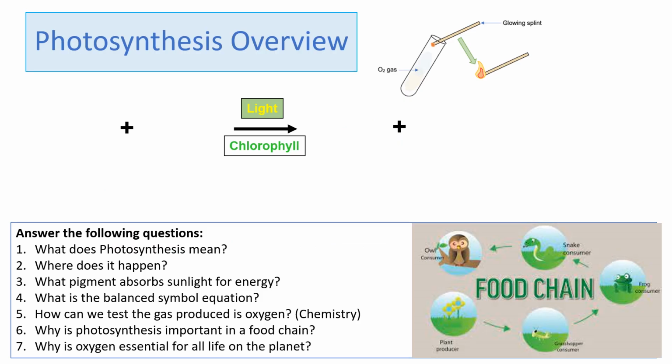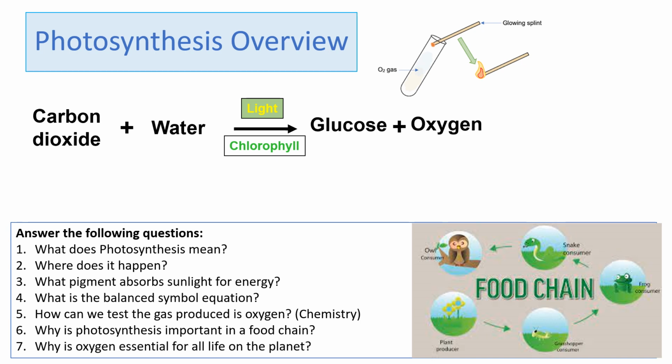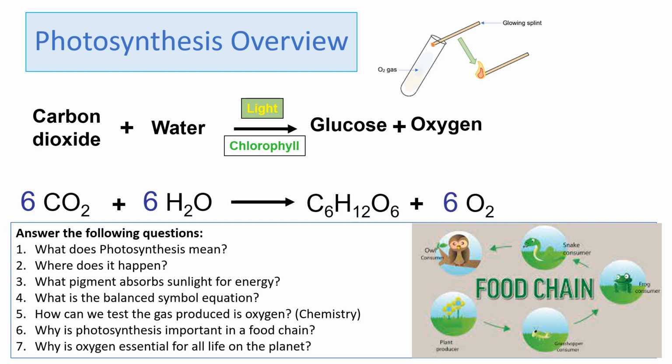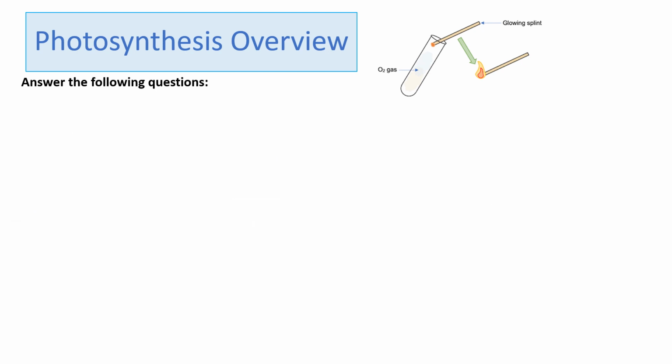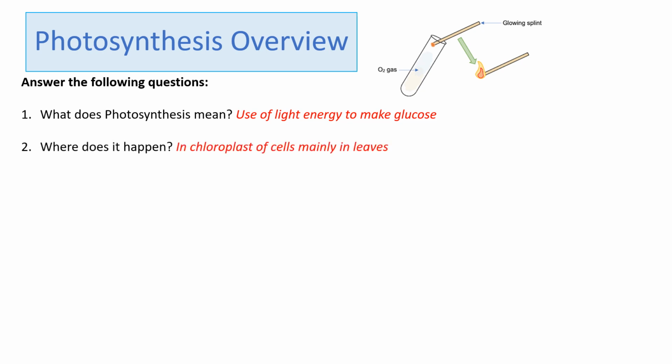You need to know some key questions for photosynthesis, so you should be able to answer these key questions about photosynthesis. Let's have a look at the actual answers. So photosynthesis is basically a reaction that uses light energy to make glucose. It combines carbon dioxide and water to make glucose and the waste product oxygen.